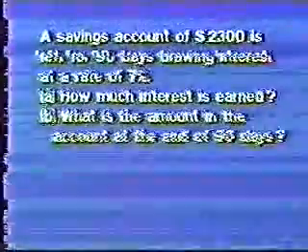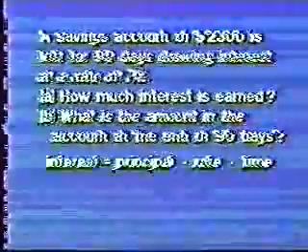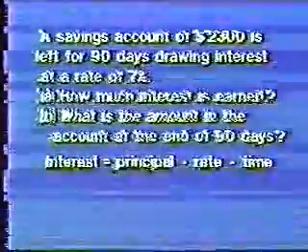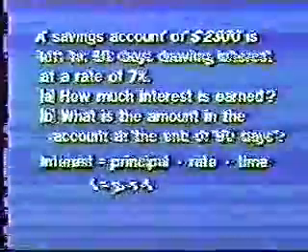Now, when a formula is indigenous to a problem, the formula often takes the place of a verbal model. That is, the formula becomes the verbal model. In this case, interest is equal to principal times rate times time. And the labels are sort of built in, aren't they? Because we can simply write this as I is equal to PRT.